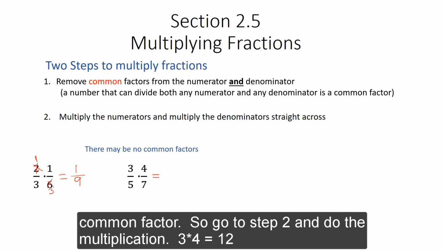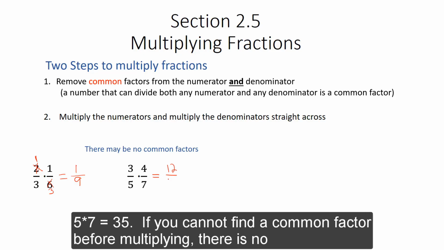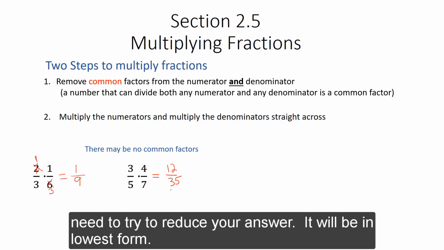So in this case, you just go to step 2 and do the multiplication. 3 times 4 is 12. 5 times 7 is 35. If you cannot find a common factor before multiplying, there's no need to try to reduce your answer. It will be in lowest form.